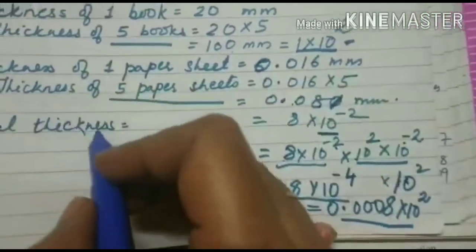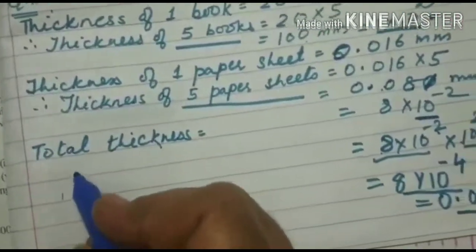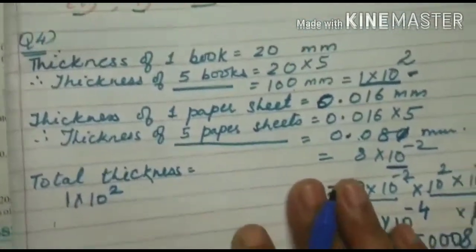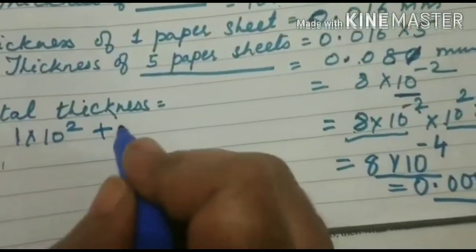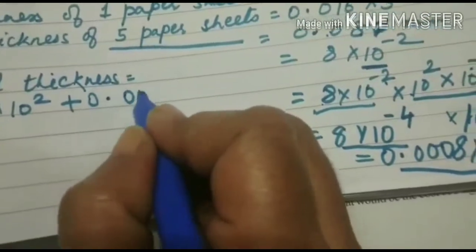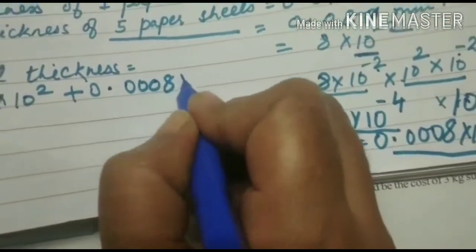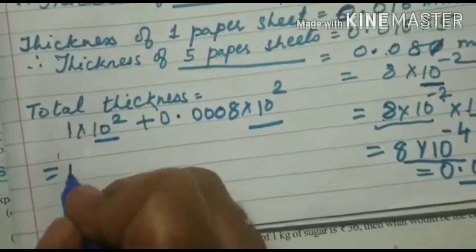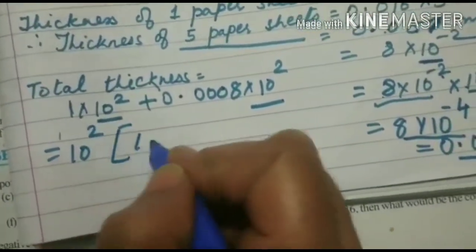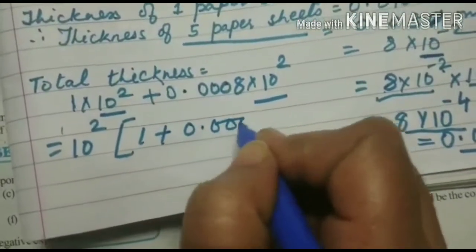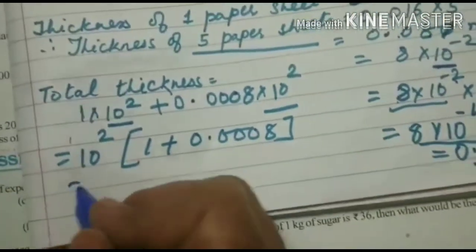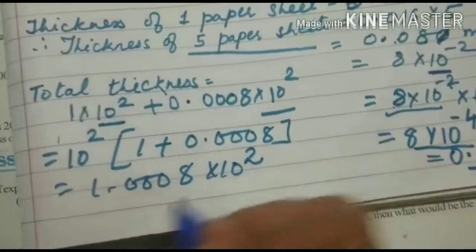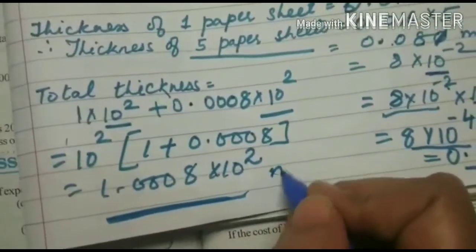Now I can add here. Total thickness is equal to 1 into 10 raised to 2 plus 0.0008 into 10 raised to 2. I will take 10 raised to 2 common. So it will become 10 raised to 2 into 1 plus 0.0008, that is 1.0008 into 10 raised to 2. So this is our answer. This is the total thickness in meters.